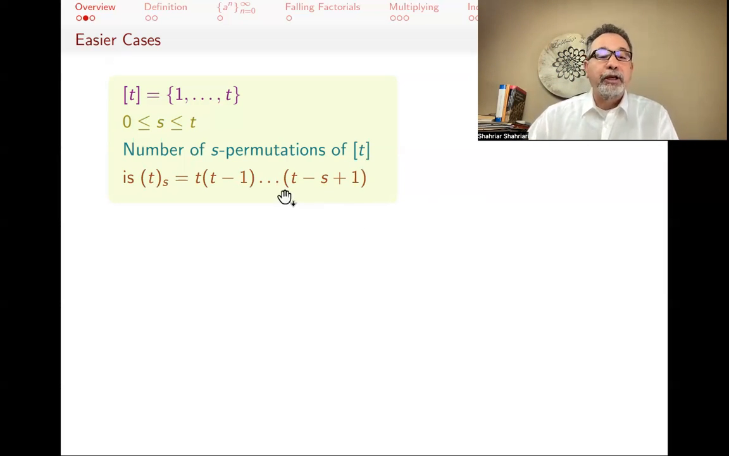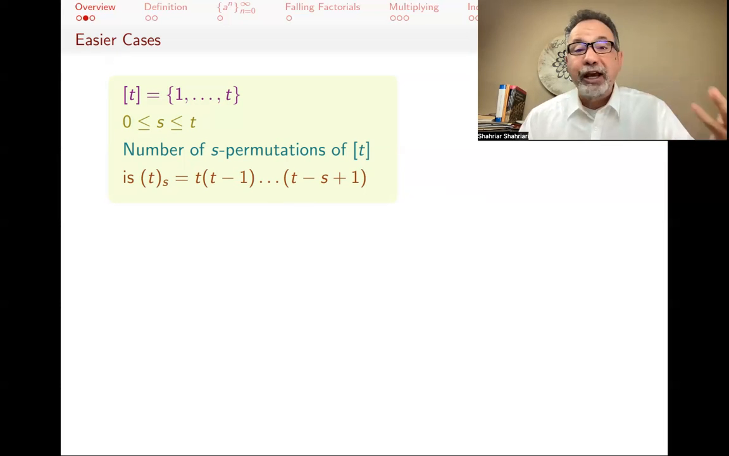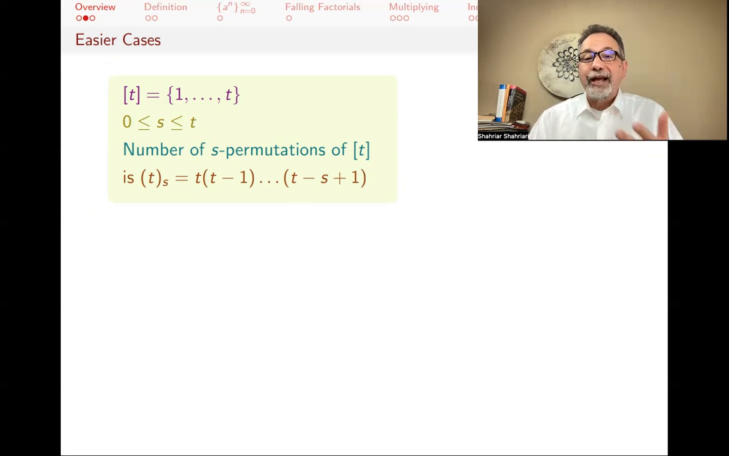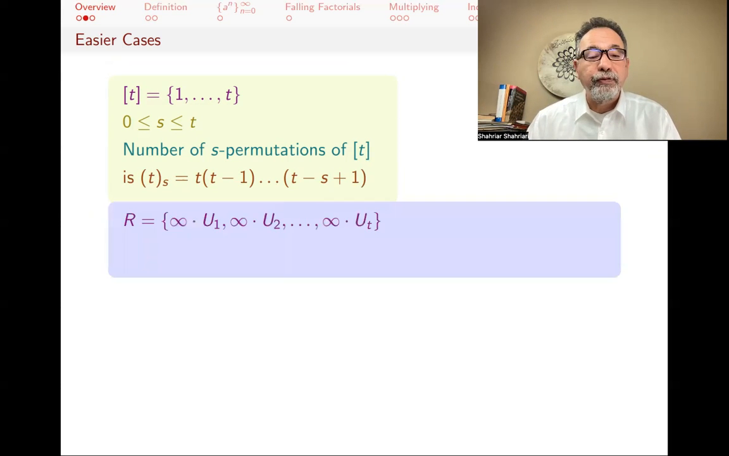Well, why is that? Because in your permutation, for the first spot, you have T choices. For the second spot, you can't use that guy that you just used. You have T minus 1 choices. And since you have S spots, you get this falling factorial. So that was a simple case, one we had done before. Another case would be if we just have as many choices as we want from any one of the elements. So we have a multiset, but the repetition numbers are truly infinite in the sense that we can use as many of any elements as we want.